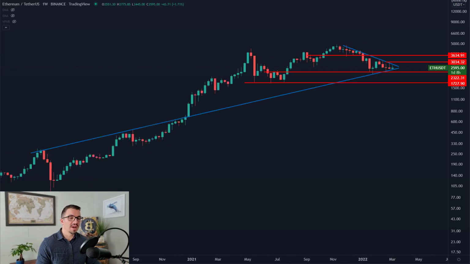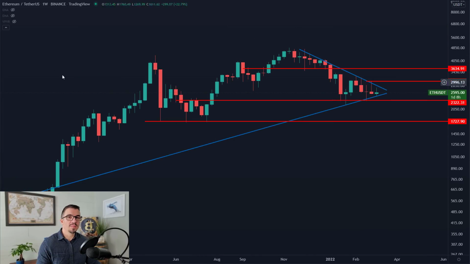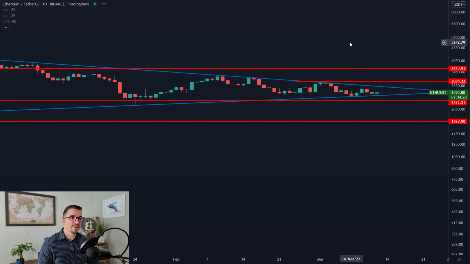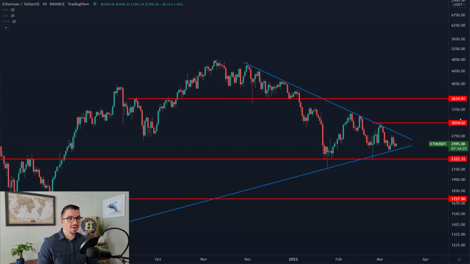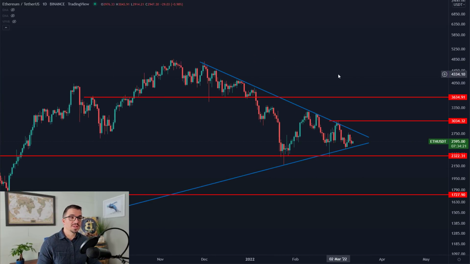And speaking of those levels, 1700 you can see was support back here in mid 2021. So it was support for the market, and this area up here around 3600 was support back here, right before Ethereum broke below it. So I do think that a breakout from this terminal pattern is going to send Ethereum either higher or lower by 30%. Now the key there is going to be waiting for that confirmed breakout, as I said.